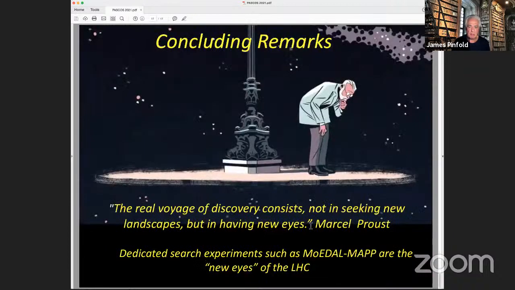So concluding remarks, I'd like to quote Marcel Proust. He said, the real voyage of discovery consists not in seeking new landscapes, but in having new eyes. And we'd like to think that dedicated search experiments such as MATHUSLA and MAP are the new eyes of the LHC. Thank you.